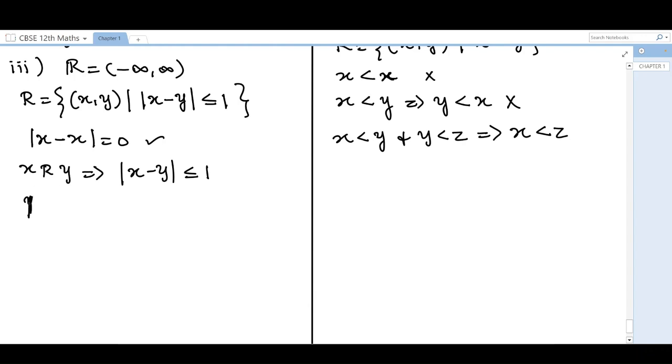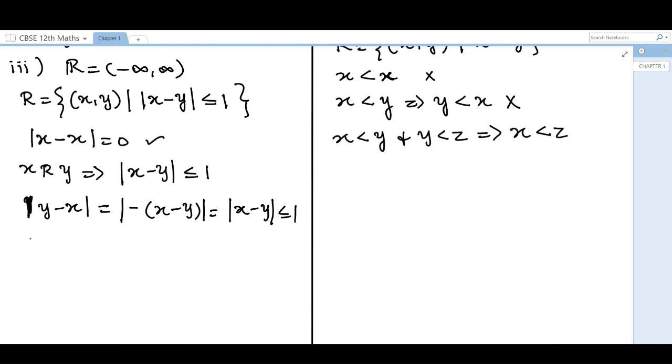In order to prove that, we have to verify whether modulus of y minus x is less than or equal to 1. So, modulus of y minus x can also be written as modulus of minus x minus y. So, this is nothing but modulus of x minus y. Again, this will be less than or equal to 1.